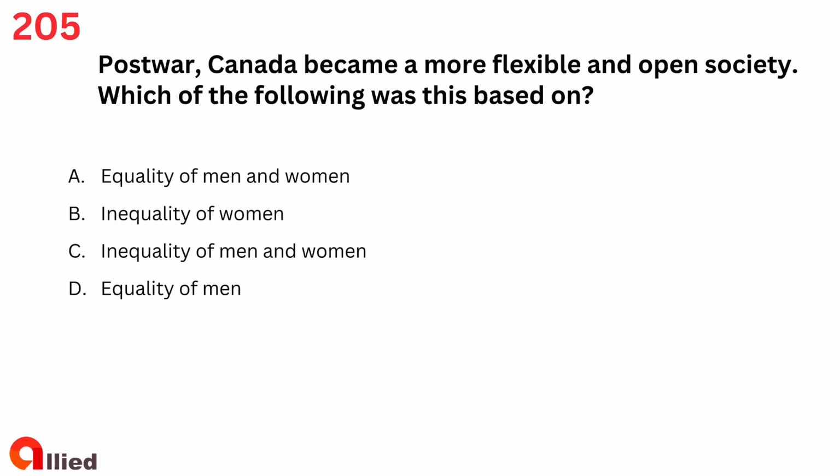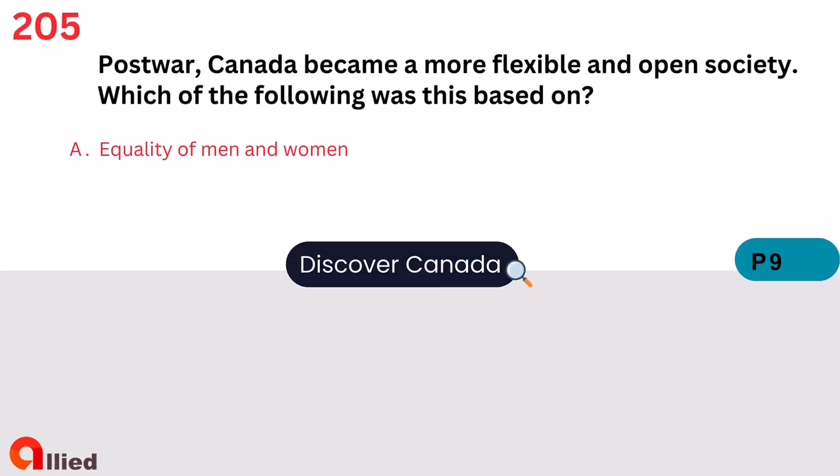Question 205. Post-war, Canada became a more flexible and open society. Which of the following was this based on? A. Equality of men and women. B. Inequality of women. C. Inequality of men and women. D. Equality of men. The answer is A. Equality of men and women.